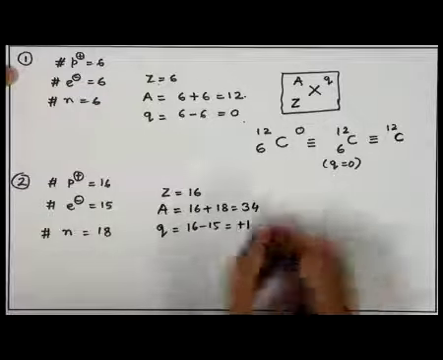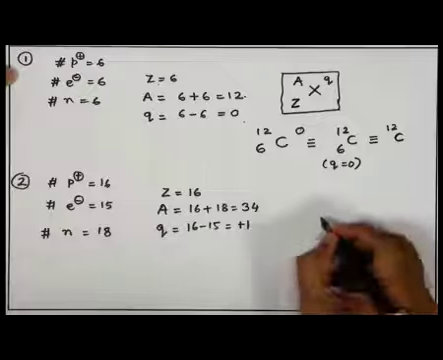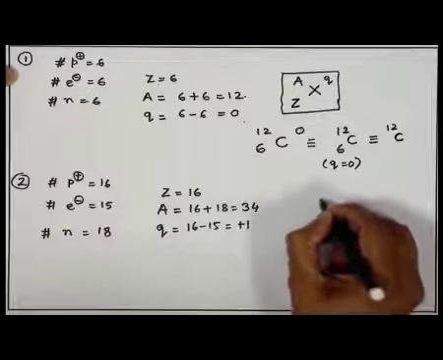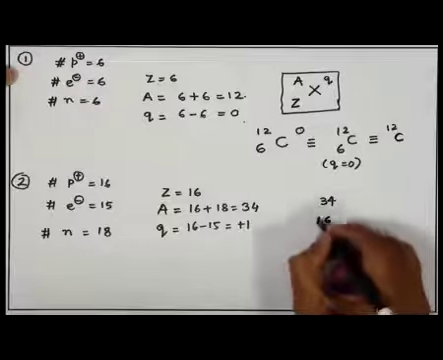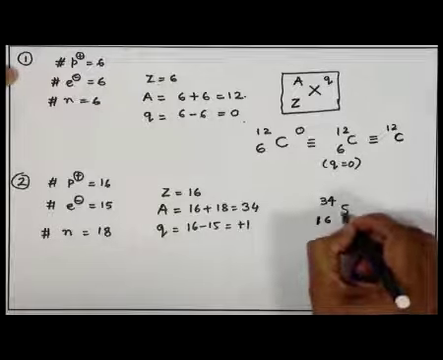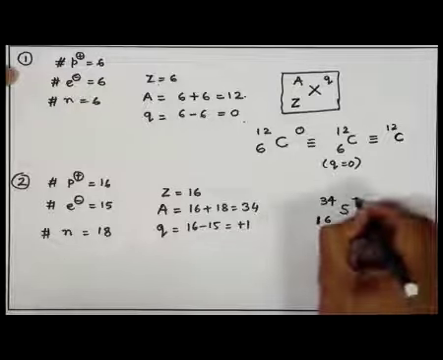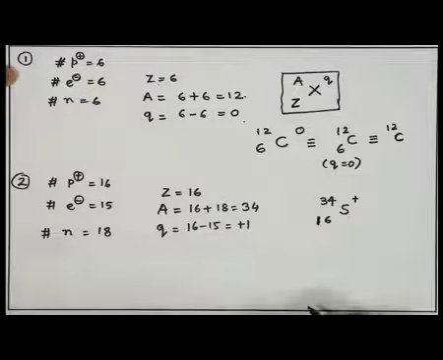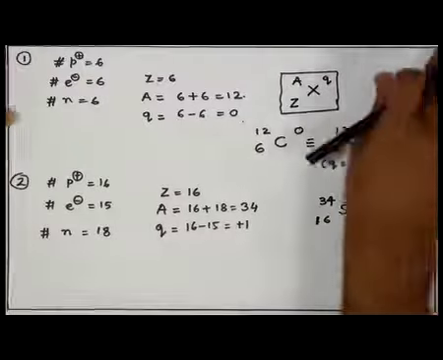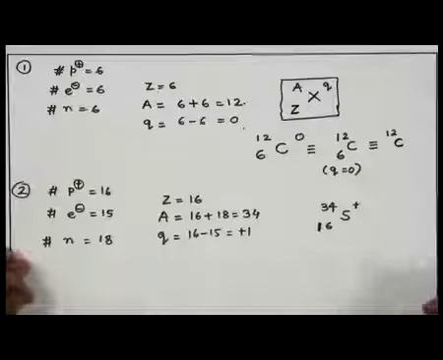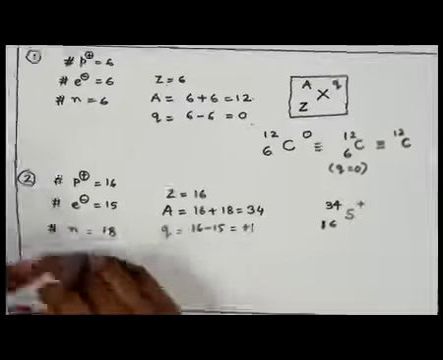How would I write this down in the shorthand notation? Of course, Z is 16, A is 34. If Z is 16, then the symbol is sulfur and the charge is plus 1. So, this is the atom that I found out. We will take 2 more examples and try to understand what more information we can get. Let us take another example.